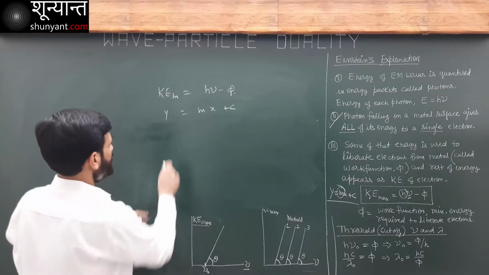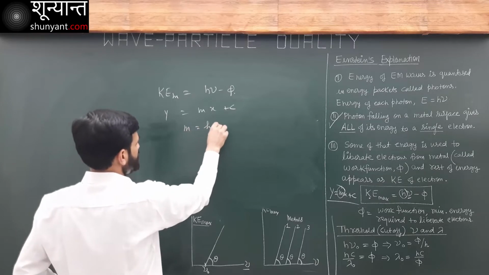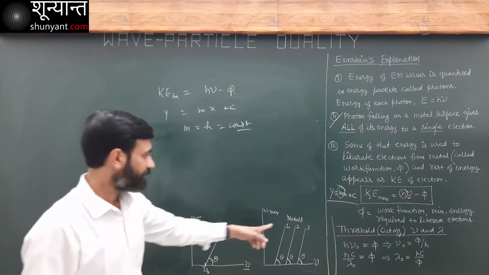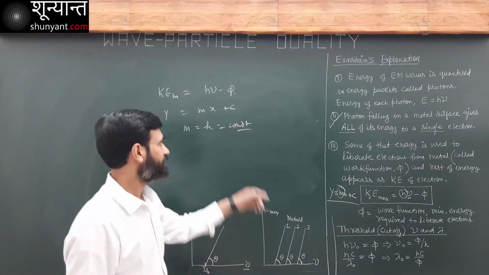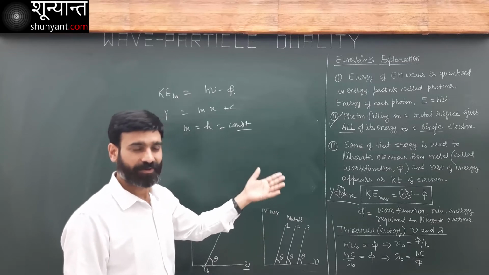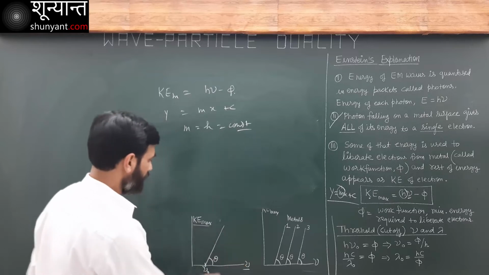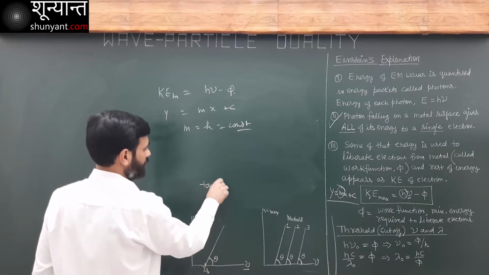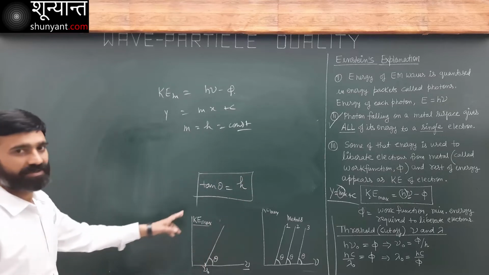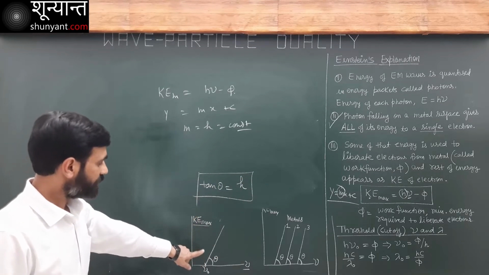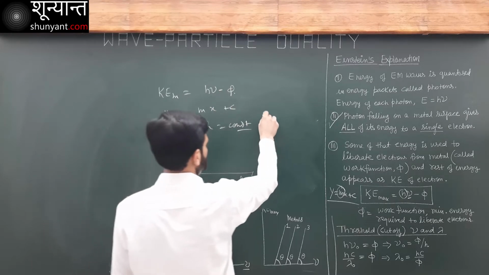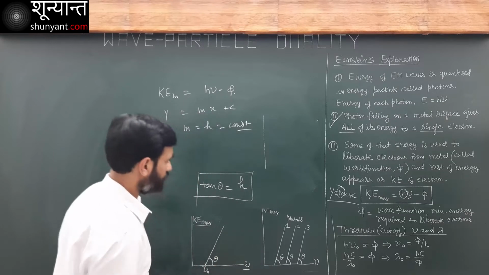This m is equal to h, which is constant for every metal. That's why for every metal this slope is constant, because it is equal to h, Planck's constant. It does not depend on the metal; it's a universal constant. So this tan theta is going to be equal to h. Sometimes they ask what this intercept is. The intercept is going to be negative.